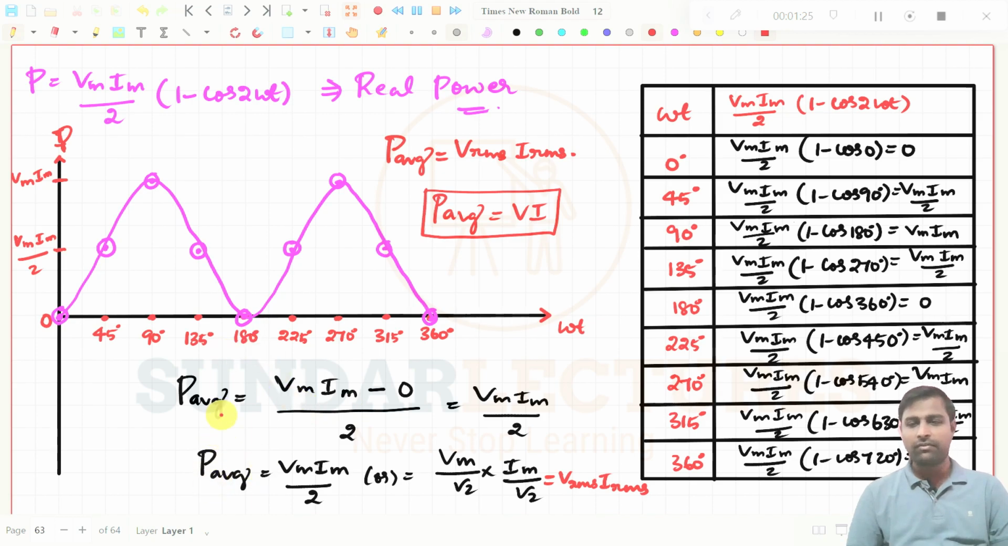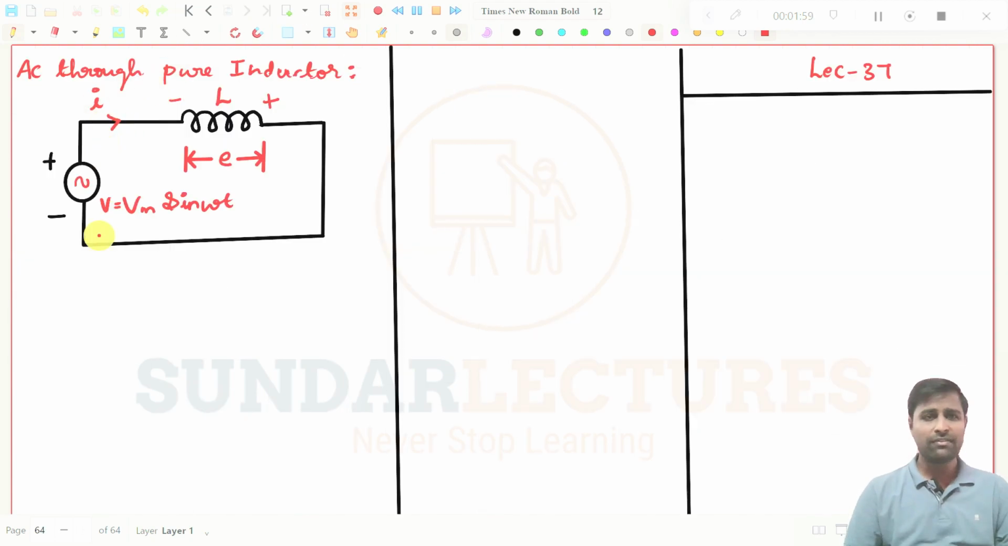And we have also derived the expression for average power. From the graph itself we derived the average power: the maximum value minus the minimum value divided by 2, which is nothing but Vrms and Irms. In any expression for an AC circuit, you have to understand by default that these are RMS values. So P average for the purely resistive circuit is V into I. Now in this class, we are going to see AC through a pure inductor.